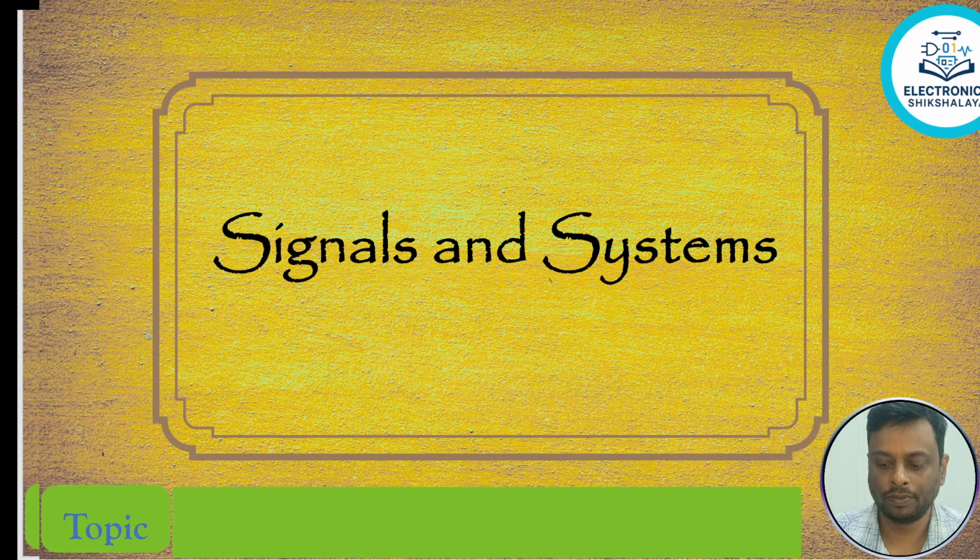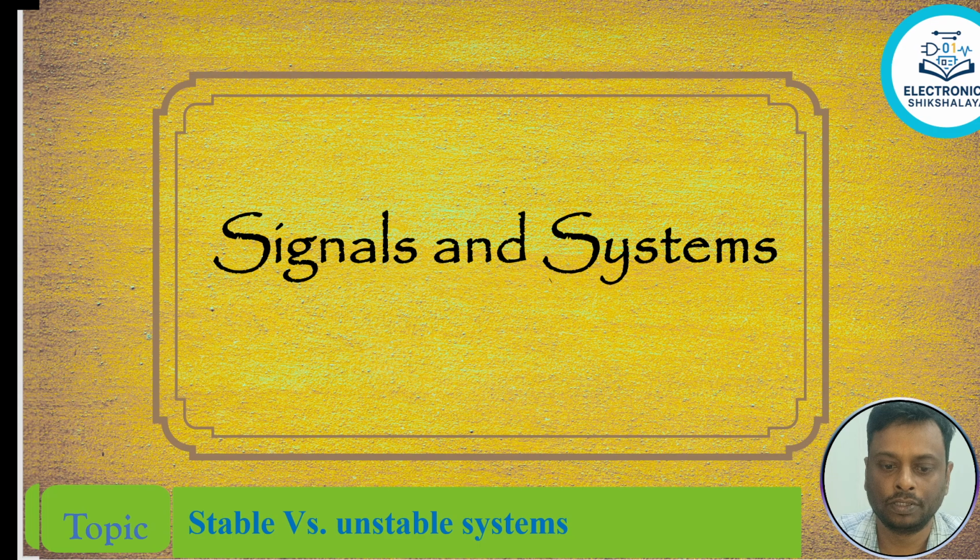And today the topic of discussion is the stable versus unstable system. A system is called stable if it satisfies the BIBO criteria. What is BIBO criteria? It is the bounded input, bounded output. If for any bounded input signal, the system produces a bounded output, then it is called a stable system.